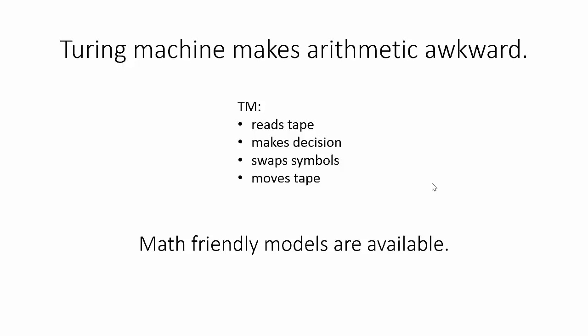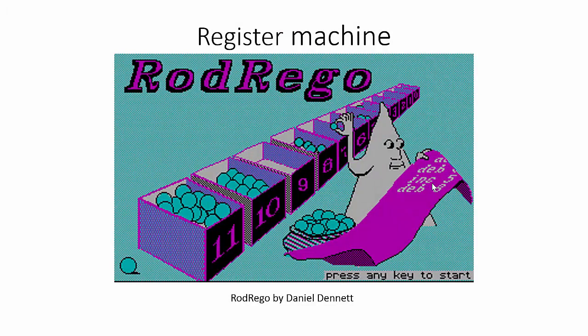And one that I found is math friendly, meaning it actually does its own arithmetic. It's called a register machine. This picture is a logo of Rodrigo by Daniel Dennett, and it's a program that simulates a register machine. I will come back in a second to this picture because it pretty much shows you all the features of a register machine.